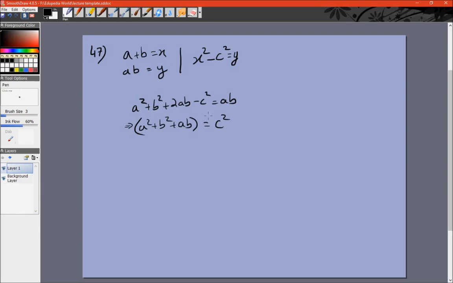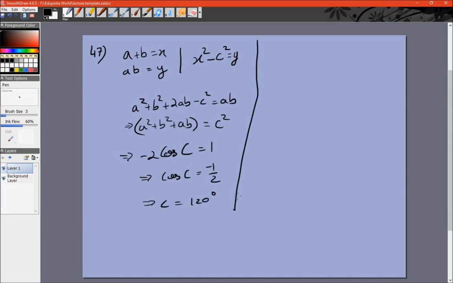What does that tell us? We know c squared is a squared plus b squared minus 2ab cos C. So this tells us minus 2 cos of the angle C is equal to 1, which means cos C is equal to minus 1 by 2, which means C is equal to 120 degrees. So this is the one thing we found out.